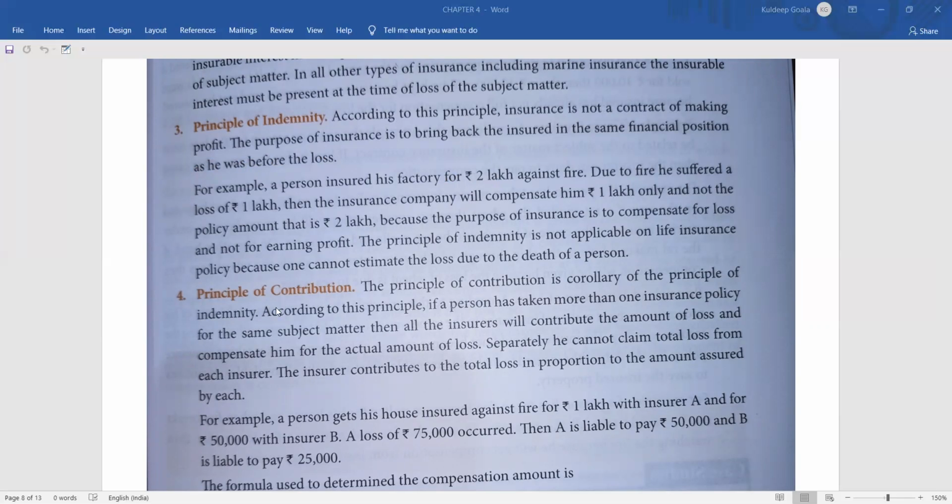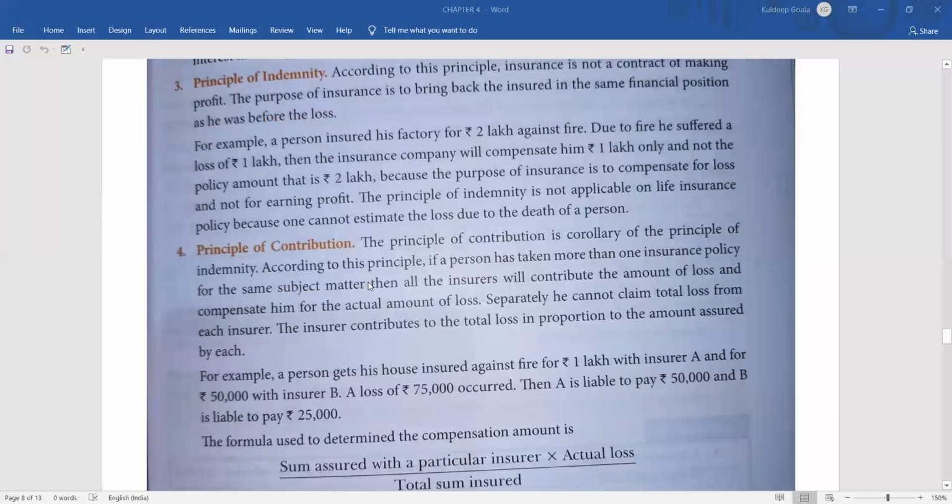So coming to the next one, principle of contribution. What is told here? According to this principle, if a person has taken more than one policy, okay, and if you think that I will take two policies in two places and there is a loss of 1 lakh rupees, now both companies will give you 1 lakh each, so you will get 2 lakh.